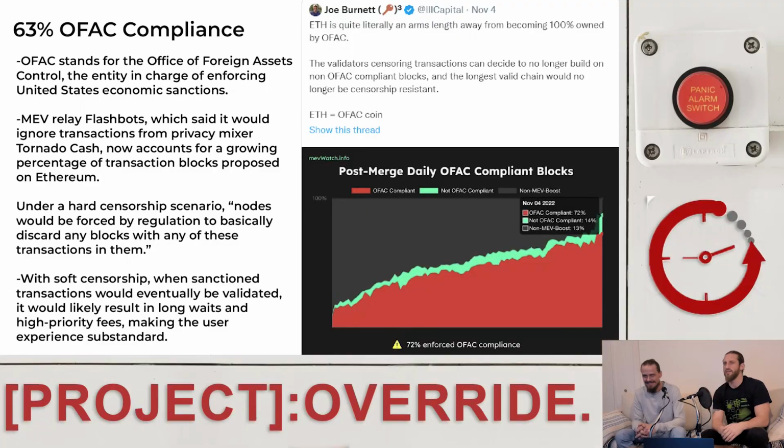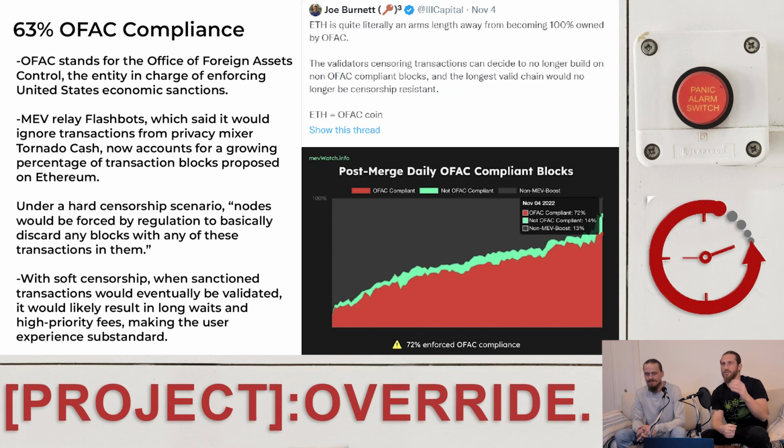So it says there... Pain in the ass, essentially. Yeah, so let's just make it such a pain in the ass for the average everyday person that they're not going to use it. So when sanctioned transactions would eventually be validated, but it would likely result in long waits and high priority fees, making the user experience substandard.